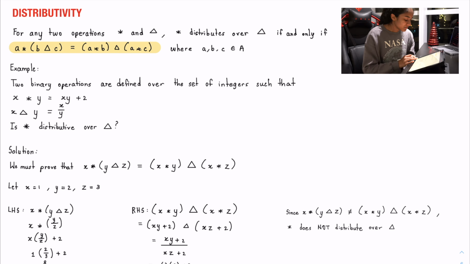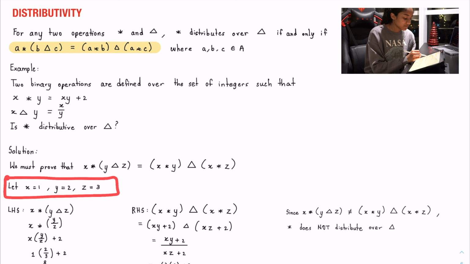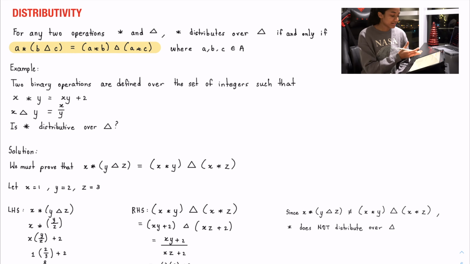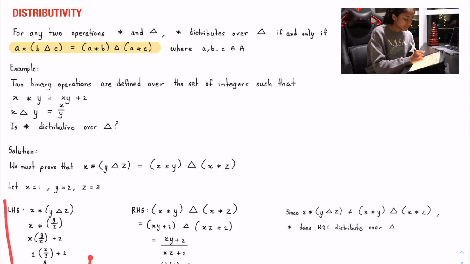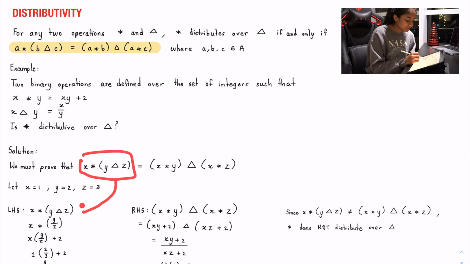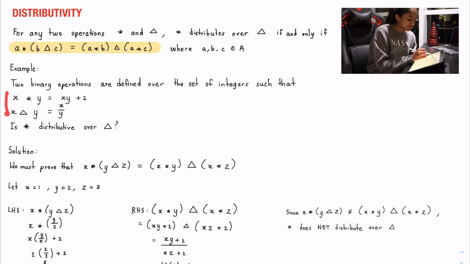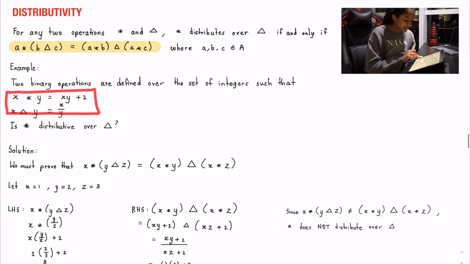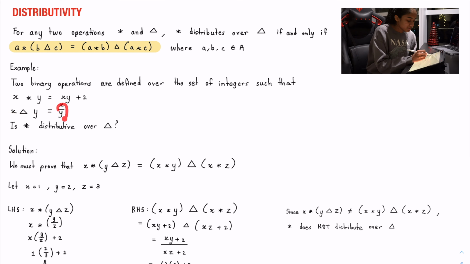So we say, first of all, I'm going to let these equal values. These can be any values you like. So I like to keep it simple, of course. So I let x equal to 1, y is equal to 2, and z is equal to 3. So we start with the left-hand side and we say, okay, this is the left-hand side, and we start. Remember, the operations are defined up here. So y triangle z would be y over z. Remember, basic substitutions, and we simplify.